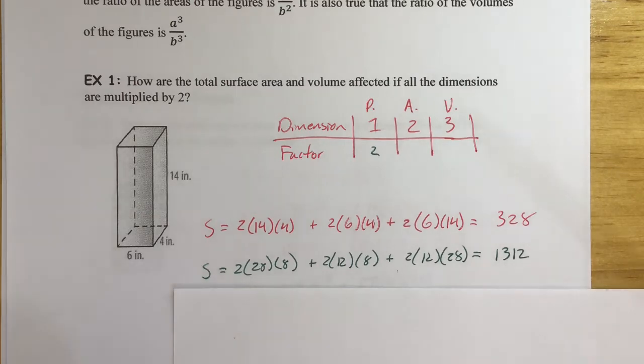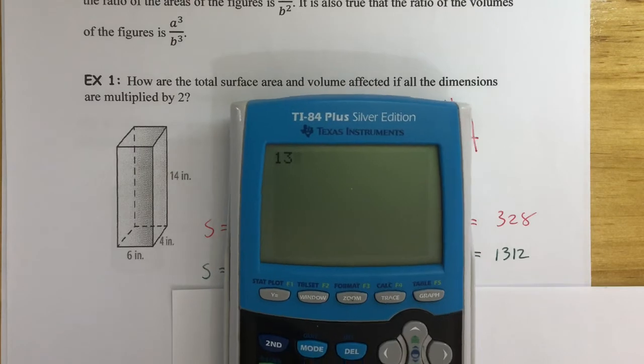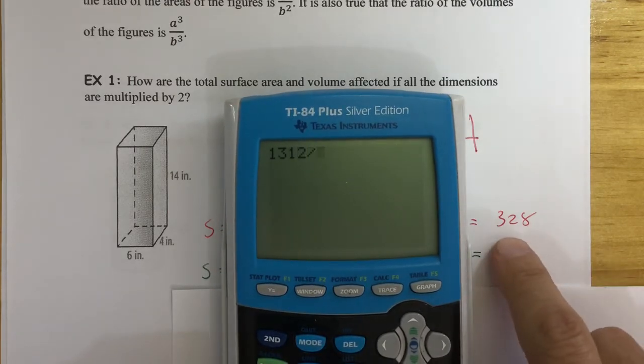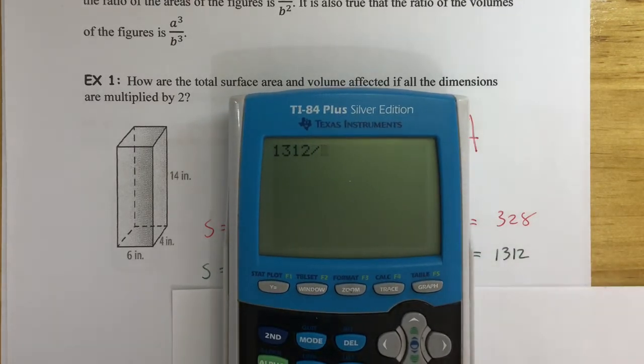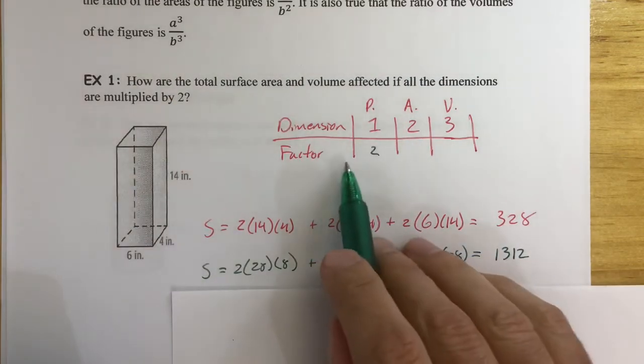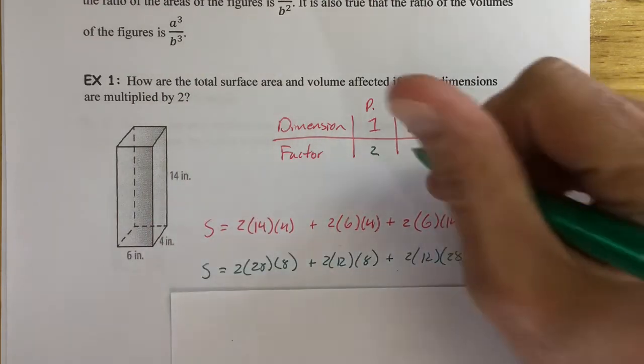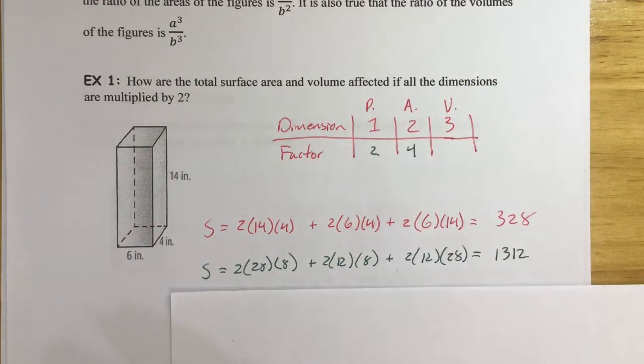With the size of the numbers here, you might not notice any real comparison, but these are similar figures, right? It comes back to this idea that we do have similar figures. If I take the larger number, 1312, and I divide it by what it used to be when it was a smaller figure, the 328, I get back exactly 4. So if I have a scale factor in one dimension, which is a times 2, in the area, at least in this example, it's turning out to be a 4. That's a comparison of them.